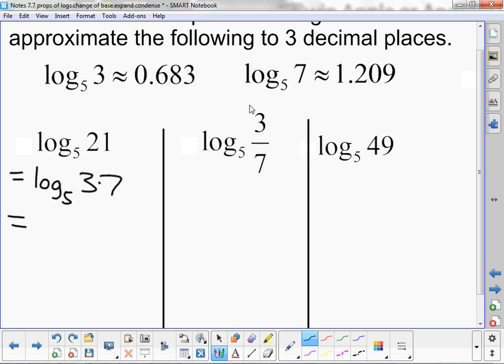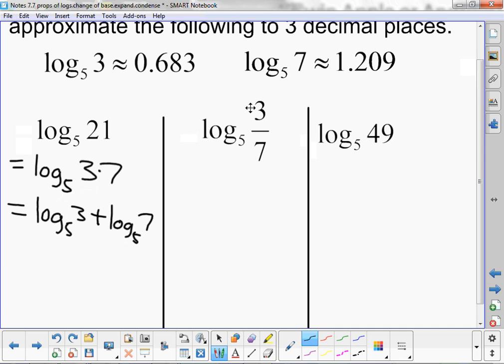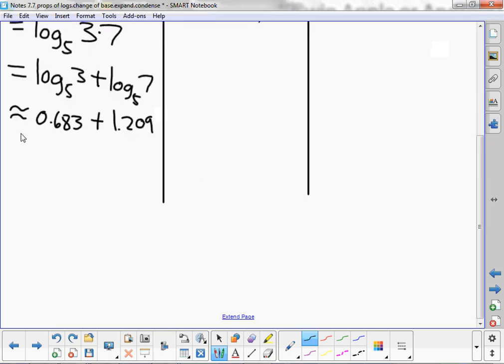Now, using properties of logarithms, I know that log base 5 of 3 plus log base 5 of 7 is the same thing as log base 5 of 3 times 7. Now I've turned it into what I actually know. So I know log base 5 of 3 is about 0.683, plus 1.209, because that's what log base 5 of 7 is. Once I get log base 5 of 7, I can replace it with 1.209. Now it's just a matter of adding those two things together.